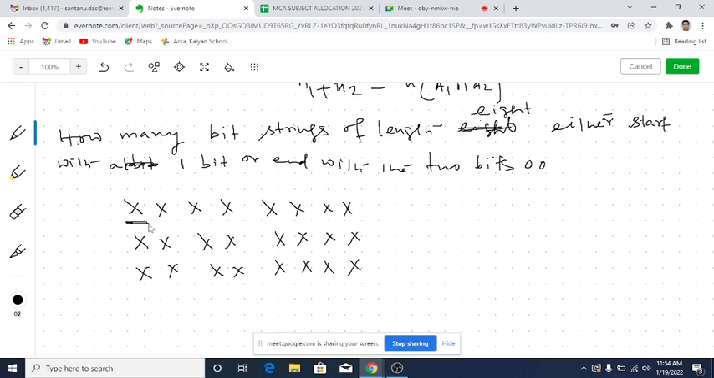Okay, so a problem to pose: how many bit strings of length 8 either start with bit 1 or end with the two bits 0 0? That means this is a bit string of length 8. So either it can start with 1, or it can end with two zeros, or it can do both, starting with 1 and ending with 00. These are three possibilities. Is that clear or not?